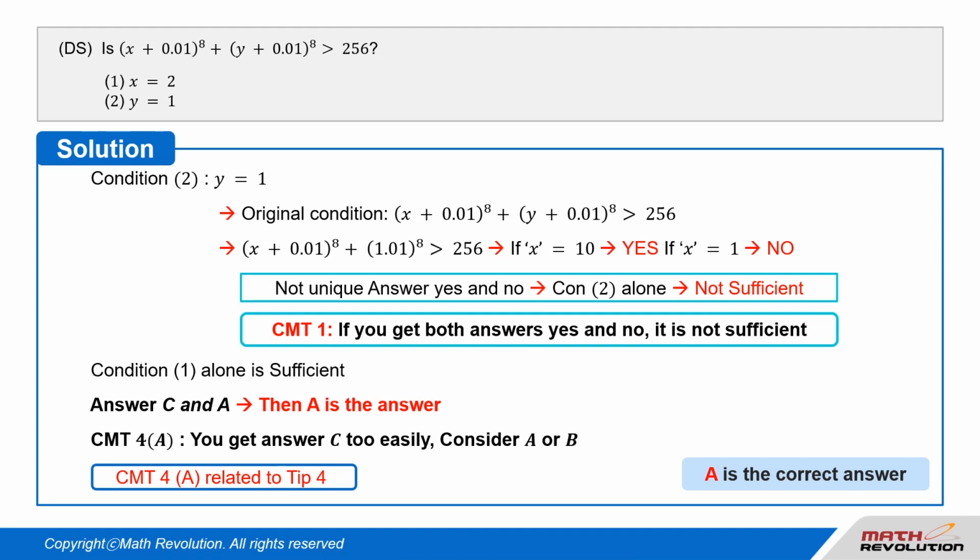If the question has both C and A as its answer, then A is the answer rather than C by the definition of DS questions. This is a simple CMT 4A question that is related to Tip 4. Answer: A.